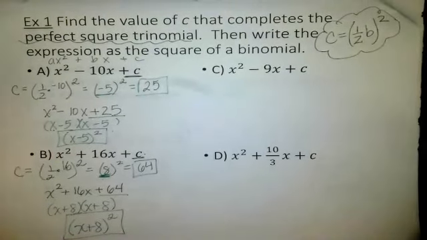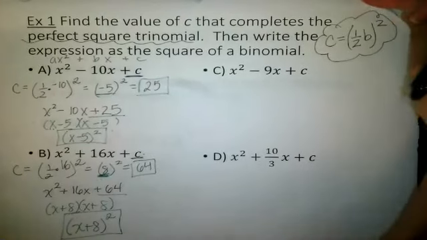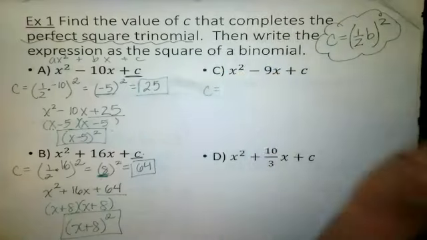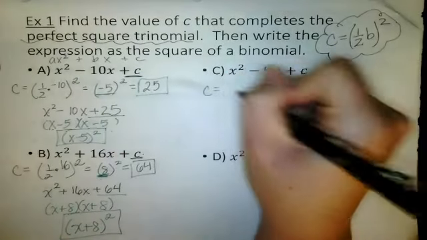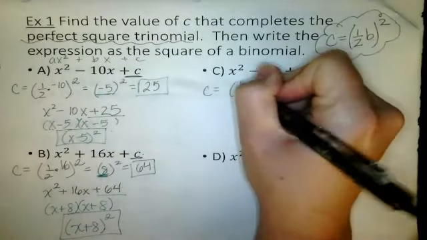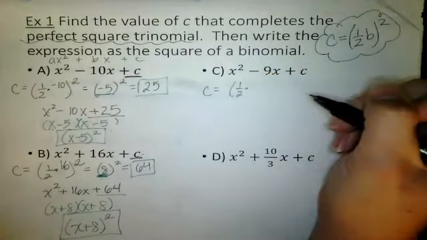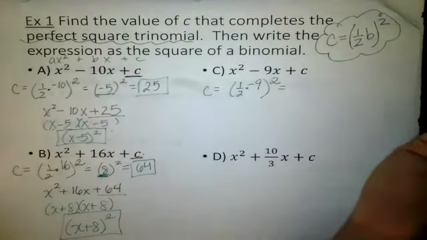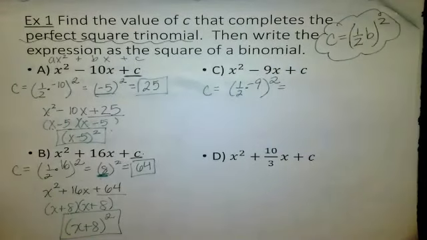All right. Okay. Letter C, x squared minus 9x plus c. How do we figure out that c value? Half of 9 or negative 9? Negative 9. Always, always include the sign. Quantity squared. So I might want to bust out my calculator. This one is an odd number, so it's not going to divide evenly.